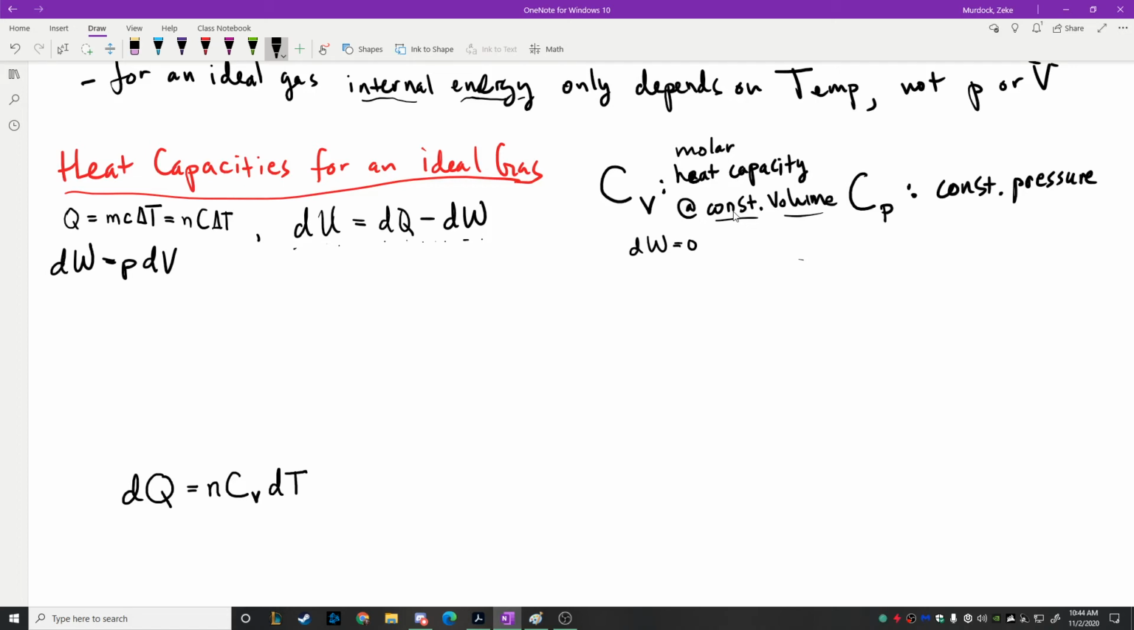So the work done here is zero. The work done here is not equal to zero, right? The work done in this case has to be equal to just what we wrote over there. It has to be equal to the pressure, which is constant, multiplied by dV. But because it's constant pressure, we'll leave it at that.